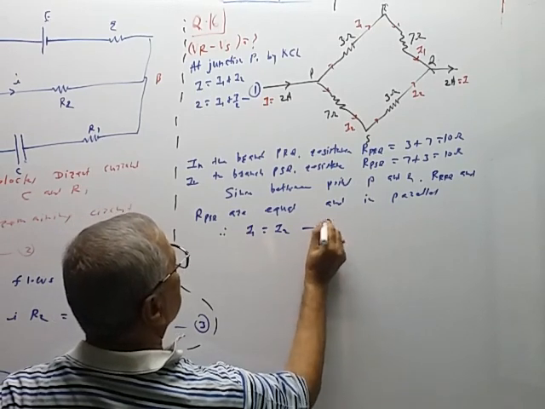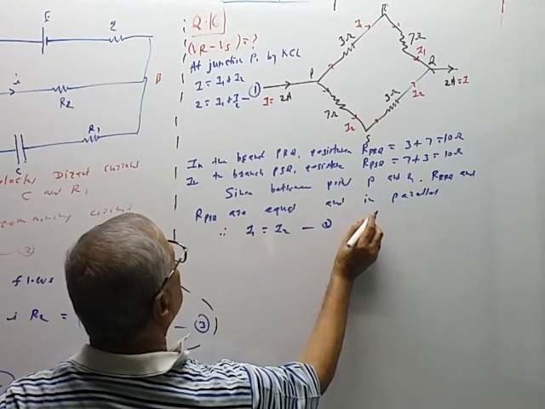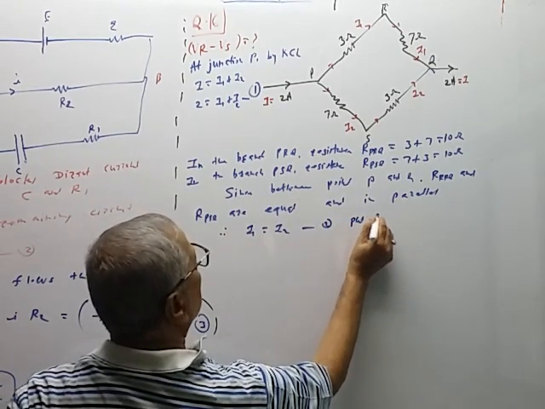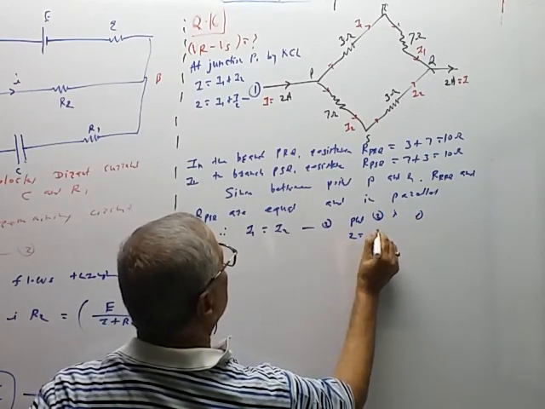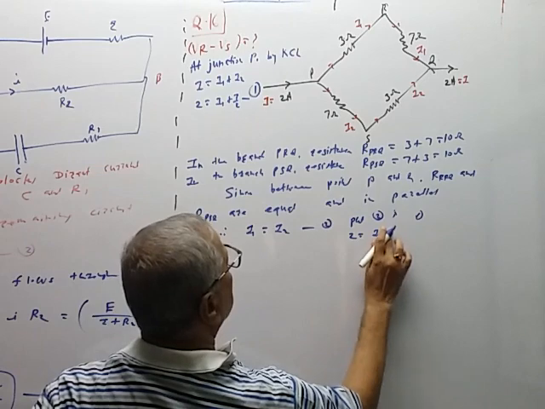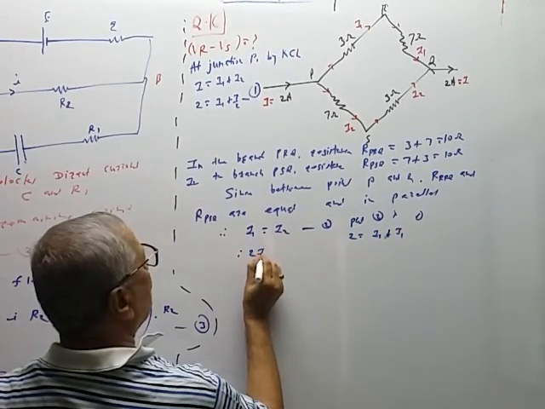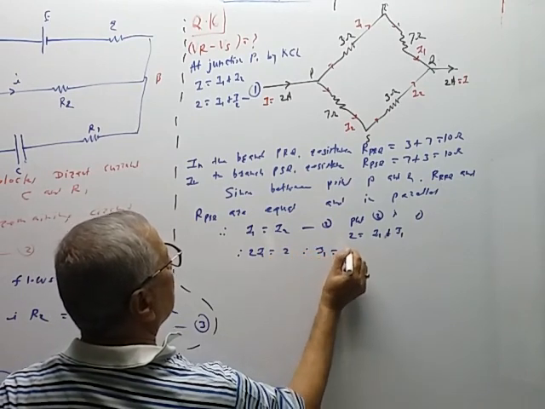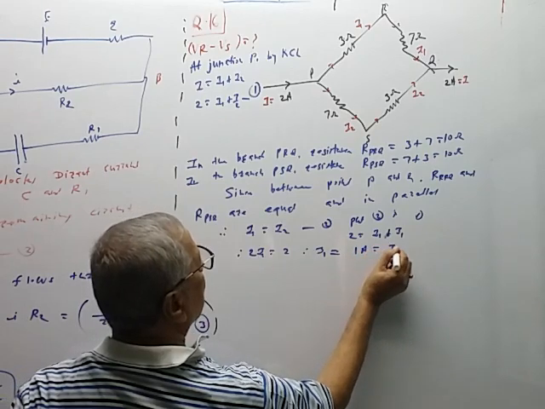This is the question second. So put 2 in 1. So 2 is equal to I1 plus I1. Therefore 2 times I1 is equal to 2. Therefore I1 is equal to 1 ampere, which is also equal to I2.